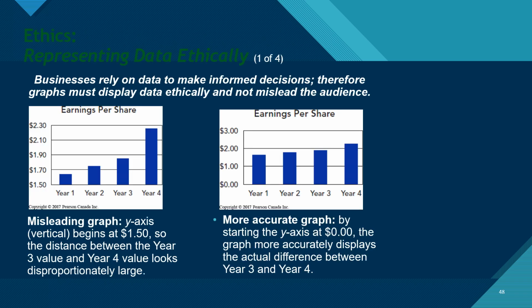Like always, ethics play a very important role when representing data. Businesses rely on data to make informed decisions. Therefore, graphs must display data ethically and not mislead the audience. Here are 2 examples of graphs. The first of them is misleading as the Y axis, or the vertical bars, start from $1.50. This will show very large discrepancies. Instead, start the graphs at $0 to be accurate. The visual data, this way, seems truer.